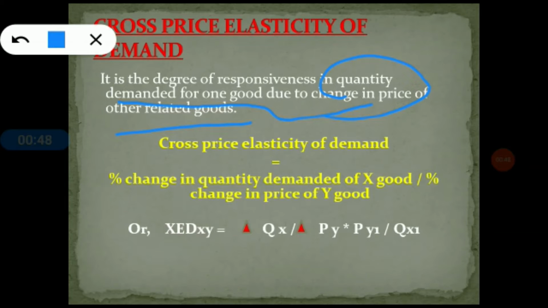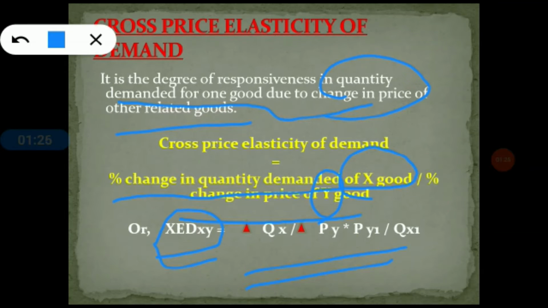Okay, so now going to the formula. Here the cross price elasticity of demand equals the percentage change in quantity demanded of X good, because there are two goods, okay, X good and Y good. So first, percentage change in quantity demanded for X good divided by percentage change in price of the other good, that is indicated by Y. Clear? And cross price elasticity of demand is indicated by XED, and this is the final formula.